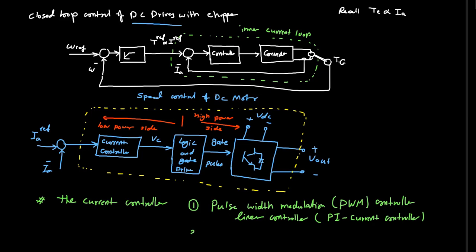The second choice is to use a hysteresis controller, or sometimes we call it the bang-bang controller. This one is on-off control, so this one is a non-linear controller, which is an on-off controller.